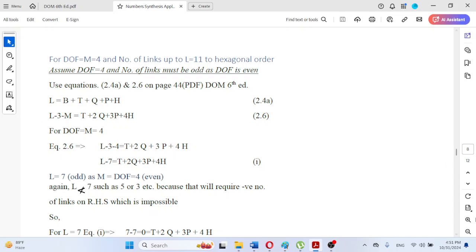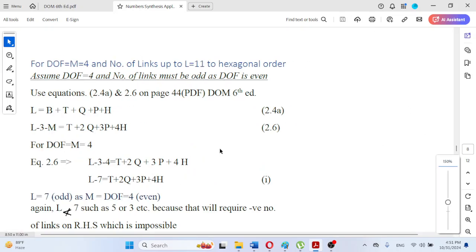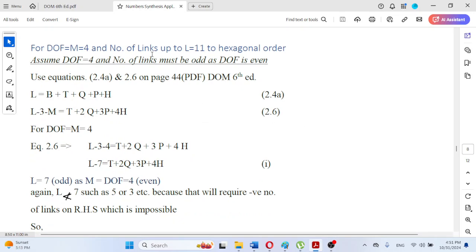So as we can observe, for DOF M equal to 4, that means the mobility or DOF is even, so the number of links must be odd, because the DOF and number of links are actually vice versa. If DOF is odd then links must be even, and if links are odd then DOF must be even.